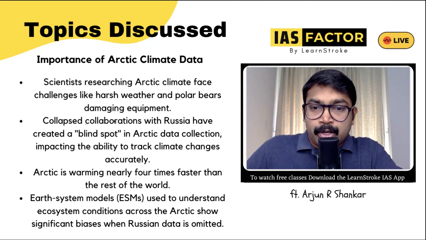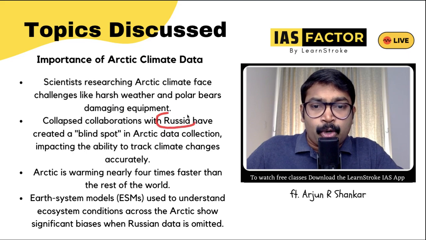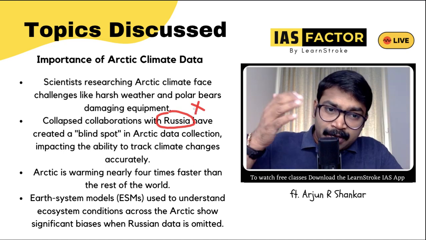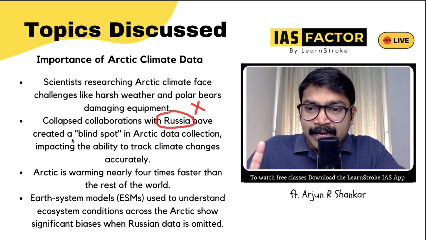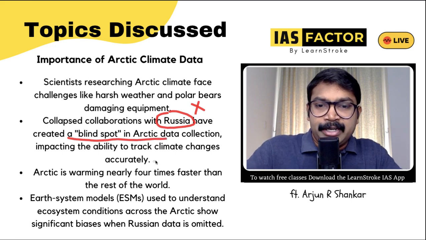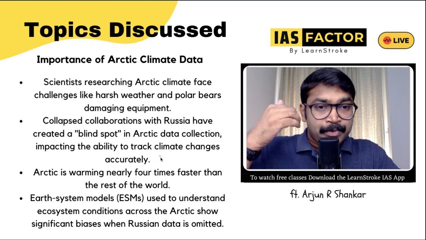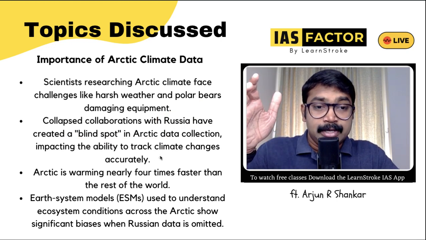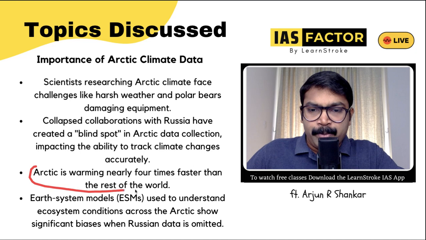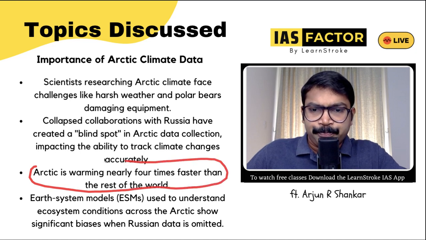And the Russian collaboration has collapsed. That is a big negative. Russia was a big time supporter. The Russian collaboration has collapsed, creating a blind spot in Arctic data collection, impacting the ability to track climate changes accurately. Russia is not supporting this. So Russia has backed out. So this is another important point. This can all be important for the prelim statements.